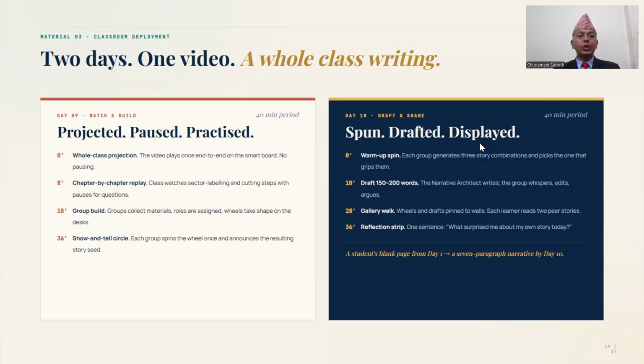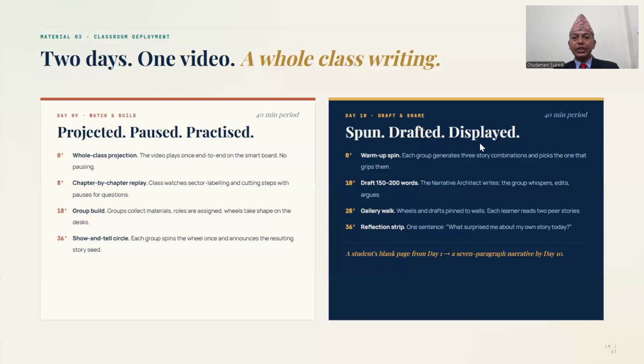Group build. Groups collect materials. Roles are assigned. Wheels take shape on the desk. Show and tell circle: each group spins the wheel once and announces the resulting story sheet.